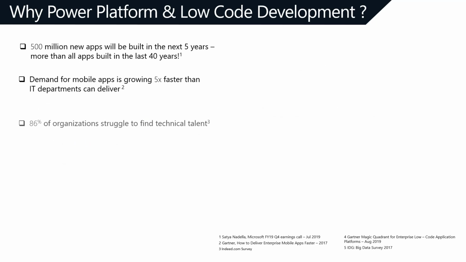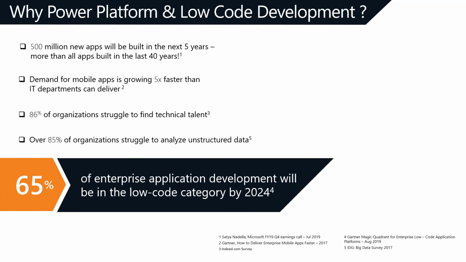As you know, there are a bunch of changes happening right now across all industries, especially for enterprise application development, BI, and automation. In the next 5 years, there will be more applications built than in the last 40 years, over 500 million new applications. And the demand for mobile applications is growing 5 times faster than the IT department can provide. In addition, 86% of organizations are struggling to hire and find the best technical talent, and 85% of organizations also struggle to analyze their unstructured data.